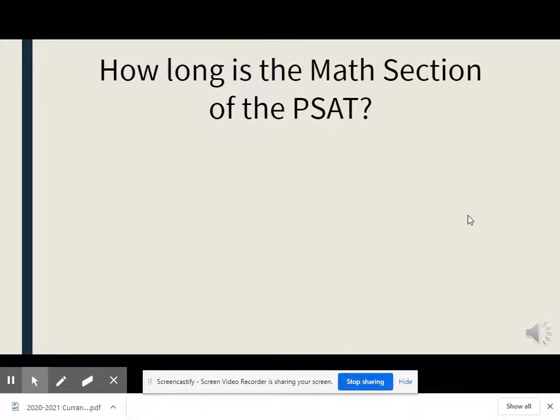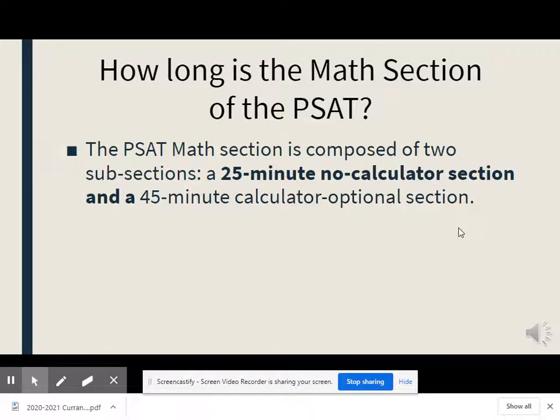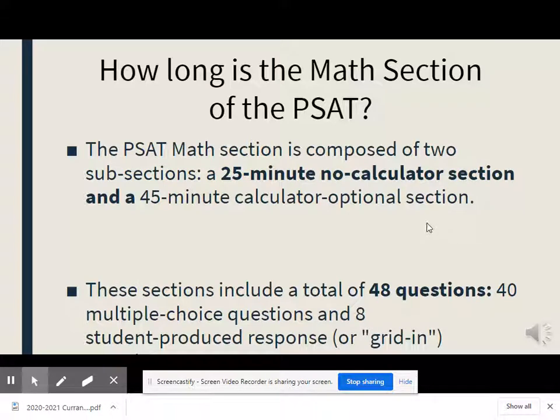How long is the math section? Well, there are 2 sections. The PSAT math section has a 25-minute no calculator section and a 45-minute calculator optional section. These sections include a total of 48 questions between the two. There will be 40 multiple choice questions, and 8 student-produced response or grid-in questions. The school will provide you a calculator, so you do not have to worry about bringing anything from home.